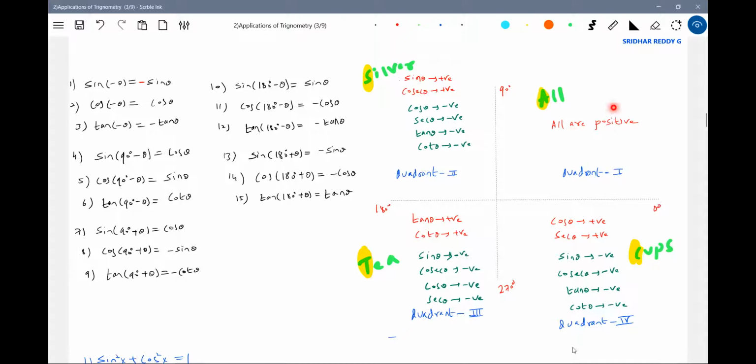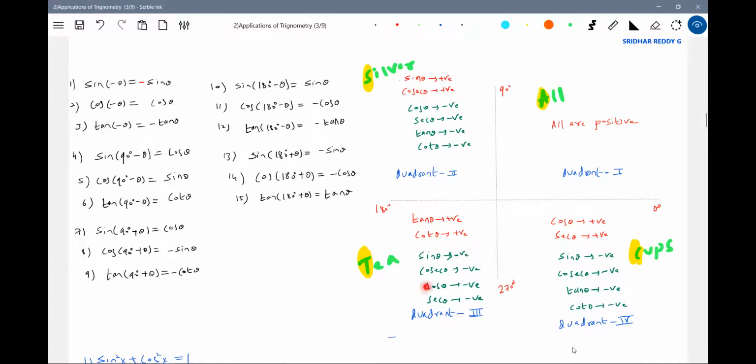So in this, all are positive. You take sine 30 degrees, sine 45, sine 60, cos 30, that's one; any of the angles like tan 30, tan 45, tan 60, all are positive. What about here in the second quadrant? Sine is positive, cosecant is positive. The remaining other things are negative. So only sine is positive.